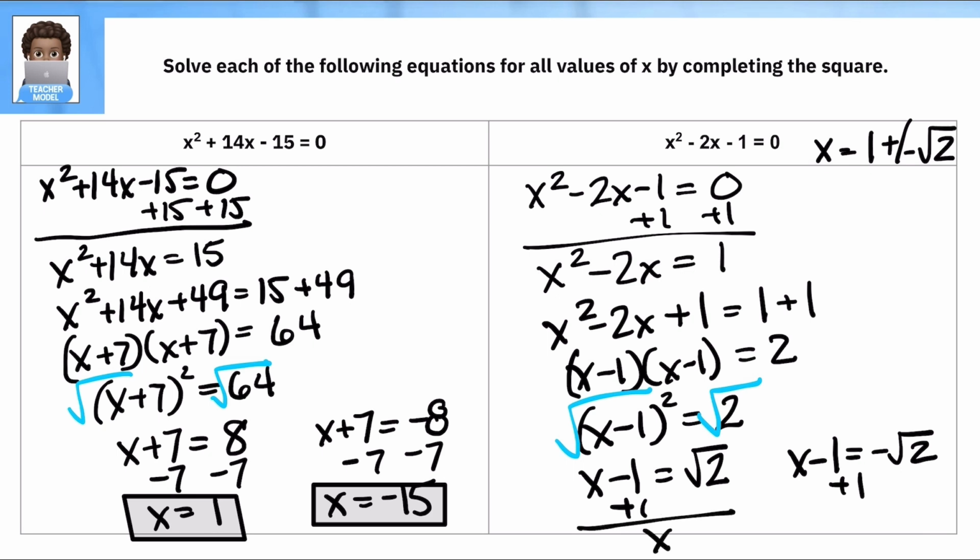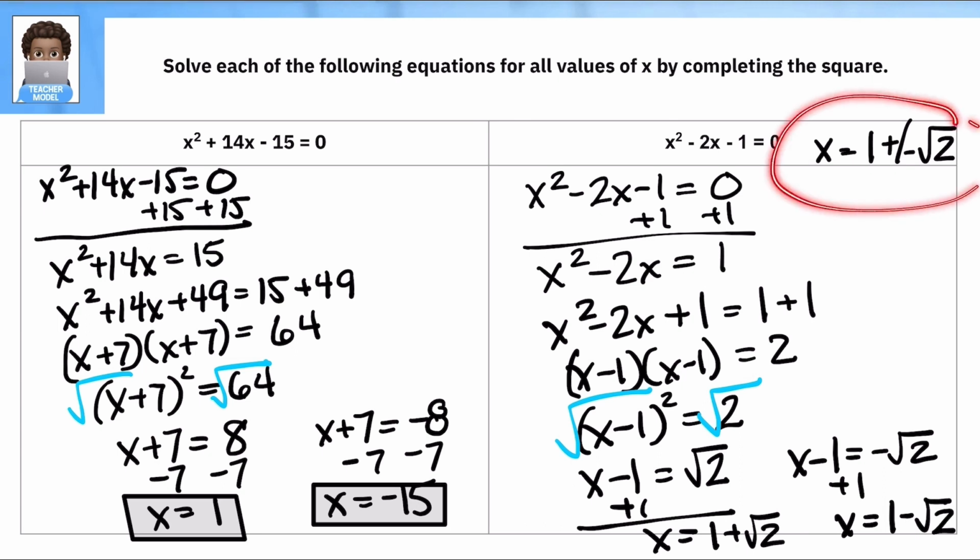And we get x is equal to 1 plus the square root of 2. And in the other case, you have x is equal to 1 minus the square root of 2. And that's why I can express it as x is equal to 1 plus or minus square root 2.